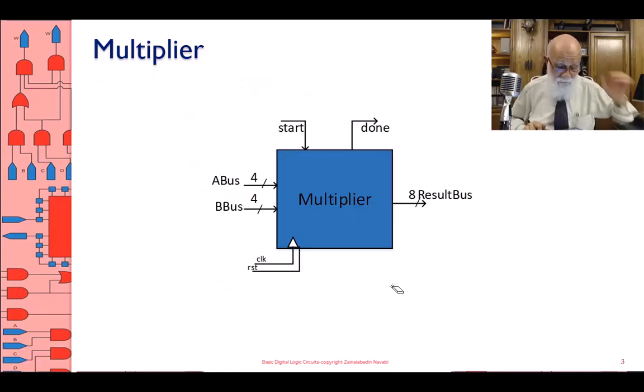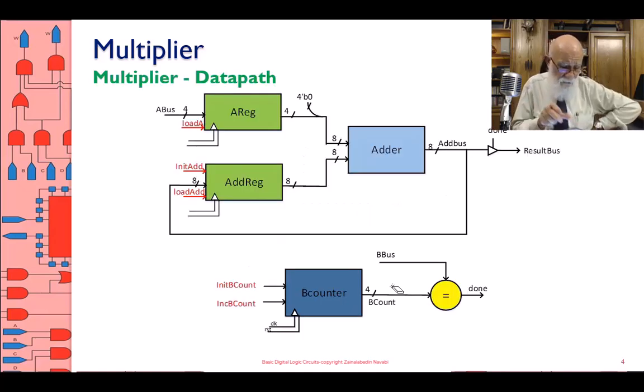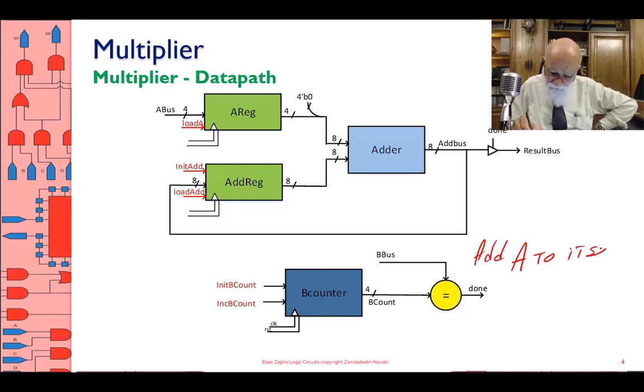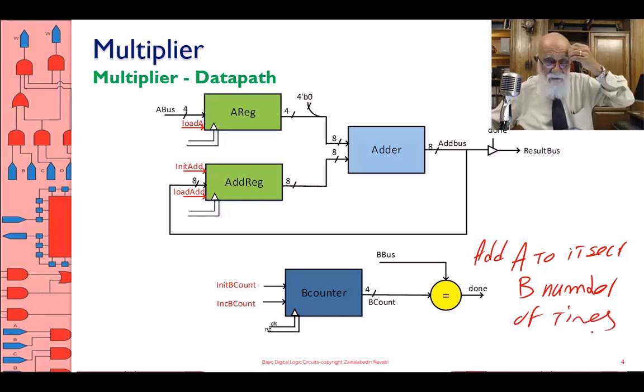What do I need for this? Okay, without even going to the next bit, what do I need for this? I am adding A to itself. Here, add A to itself B number of times. Okay, or I could do the opposite, adding B to itself a number of times. All right.